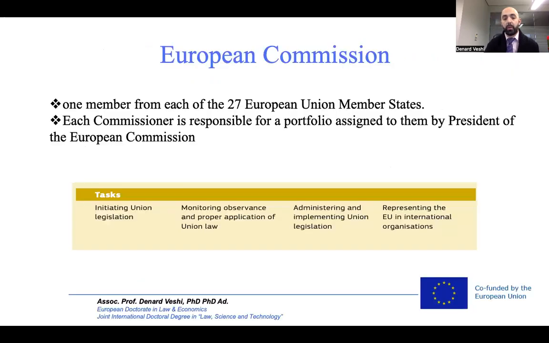Continuing on with the European Commission, there is 1 member for each EU member state. Each commissioner is responsible for a portfolio, which is assigned by the President of the European Commission. The tasks are initiating Union legislation, monitoring the application of the EU law, administering and implementing EU legislation, and representing the EU in international organizations.